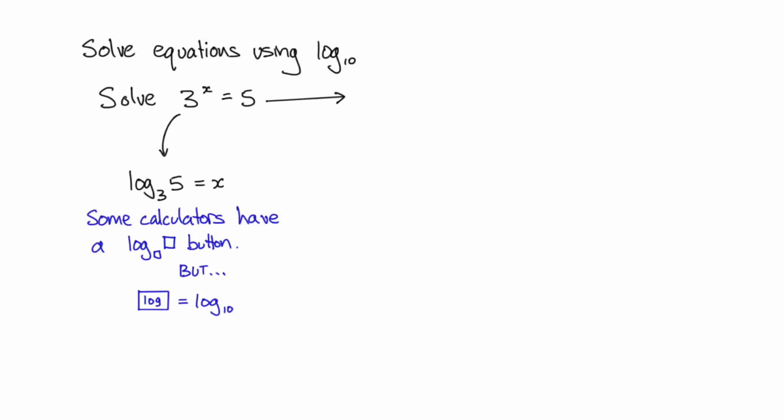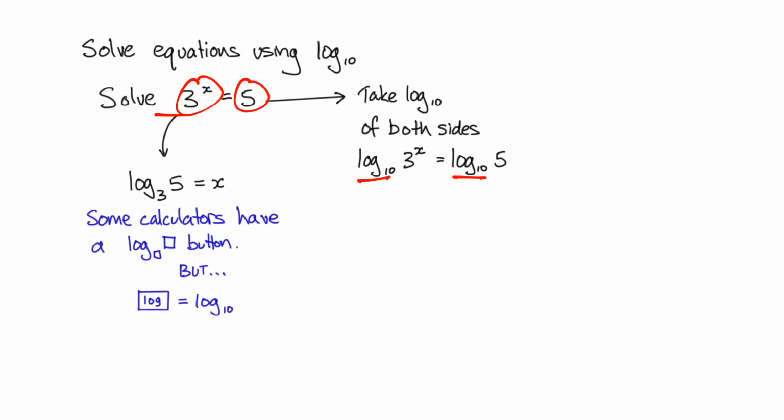So let's have a look at how we do it. I'm going to take the log 10 of both sides. Remember, you can do whatever you want to an equation, so long as you do the same thing to both sides. So one thing we can do is take log base 10. All I've done is add log to the base 10 to both sides of my equation. I've added it there and there. And here's my new equation.